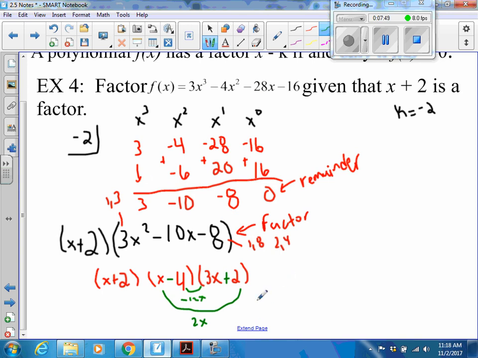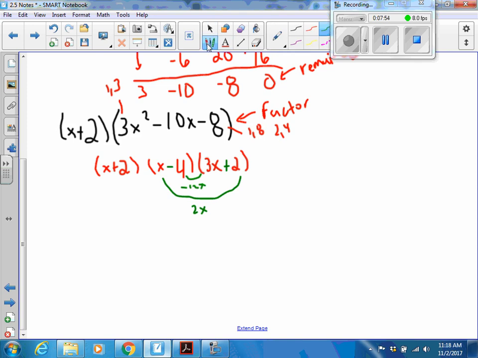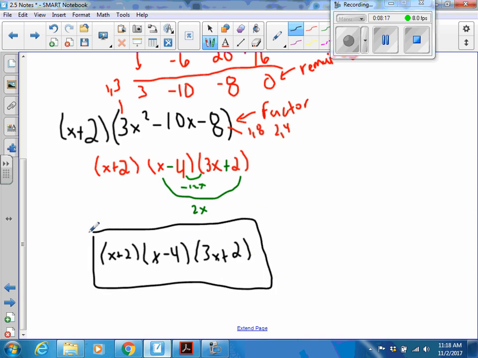So our final factorization, I'm going to rewrite this. Our final factorization is x plus 2, and then we have x minus 4, and then times 3x plus 2. And so this would be our final answer here. So that's how you use synthetic division to factor a polynomial.